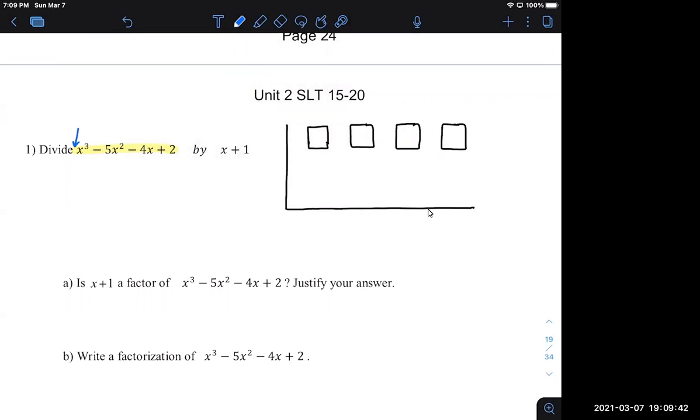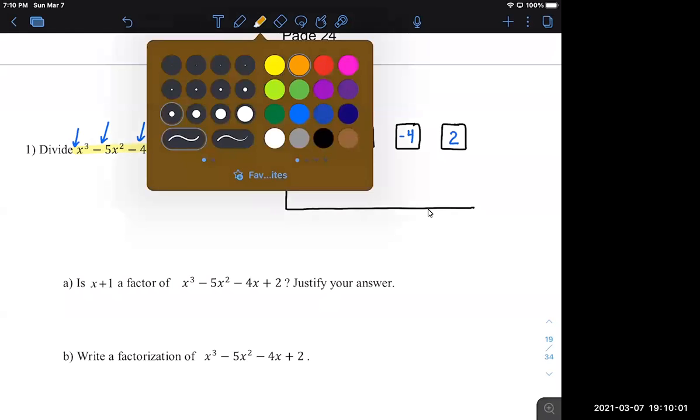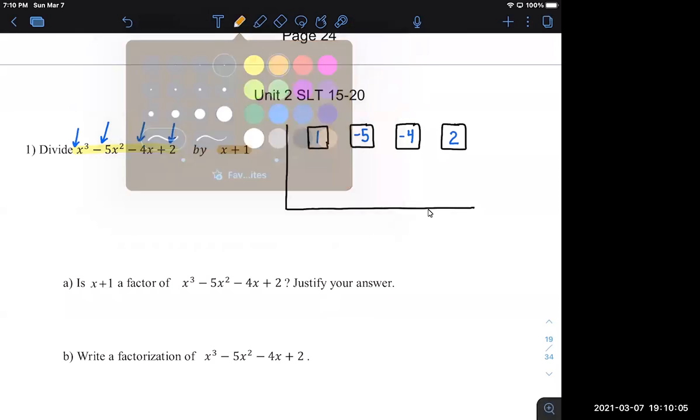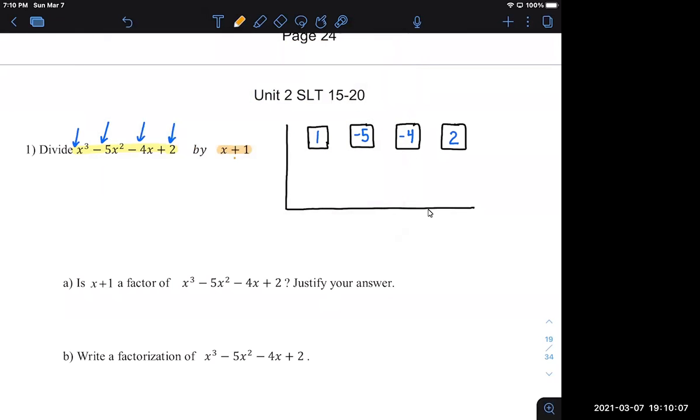So we take the number before the x cubed, which is 1. The next one is negative 5. And then you have negative 4. And then you have positive 2. Now we need to divide that by x plus 1. So whenever you're dividing, you do the opposite of what you're dividing by. So outside, we're going to have a negative 1.